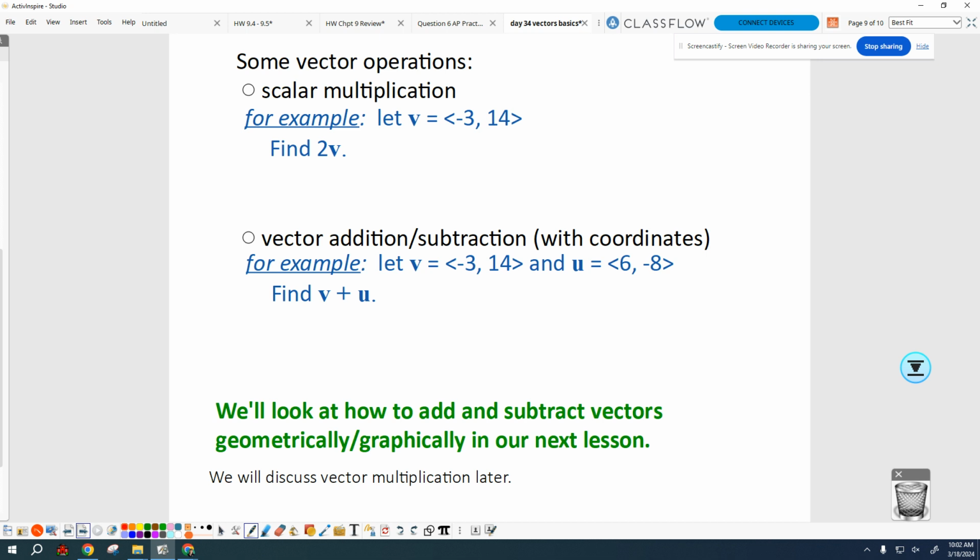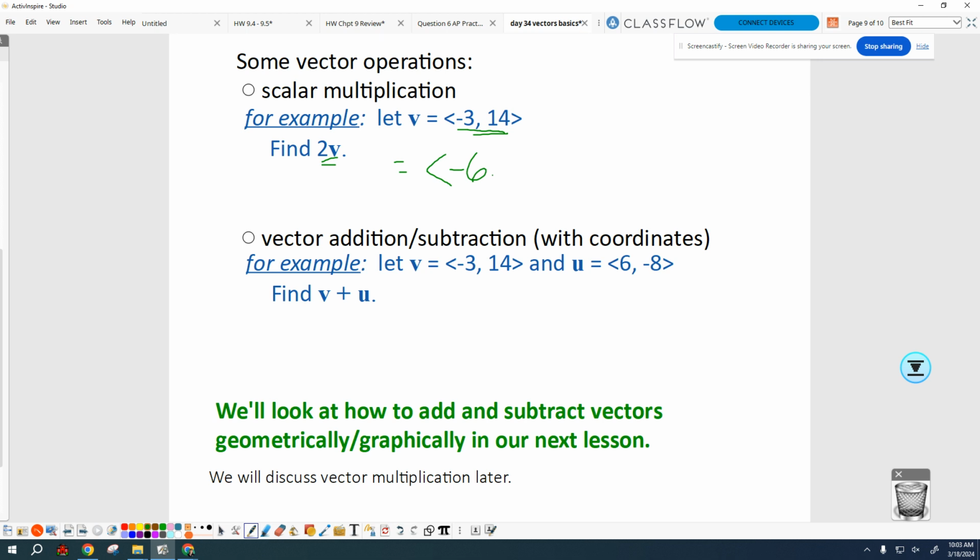Do you guys know what the word scalar multiply means? It just means multiply by a number. So Raneem, just take a guess, because I haven't taught it yet. If I tell you this is vector v, what do you think 2v would be? Two times that. What numbers would we get? Multiply 2 by 3 and then 2 by 14.